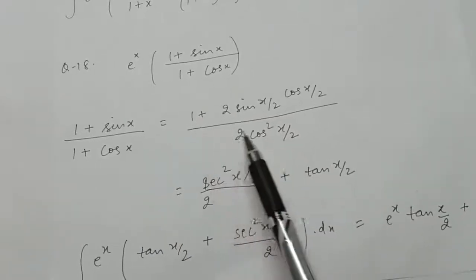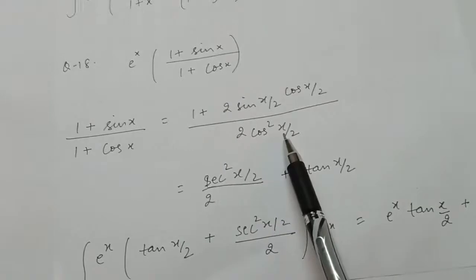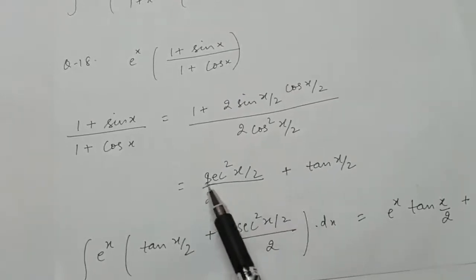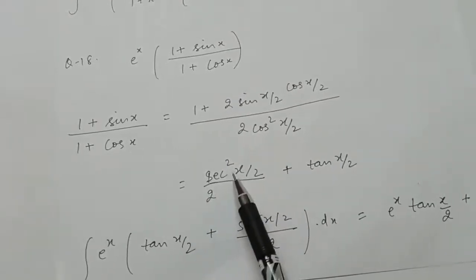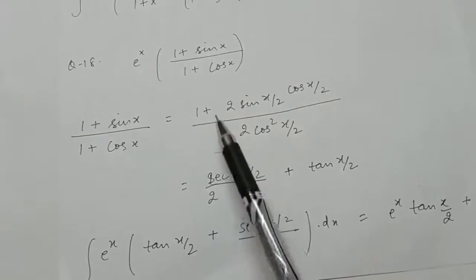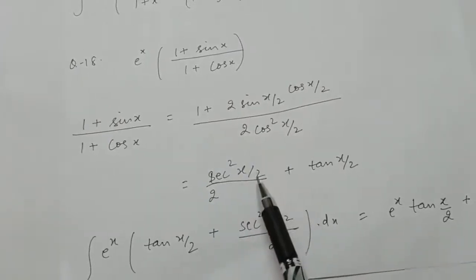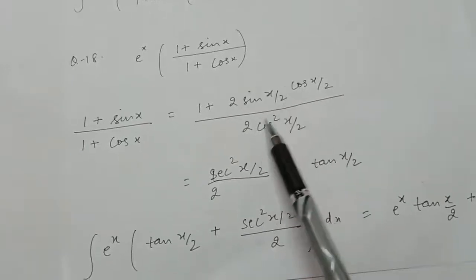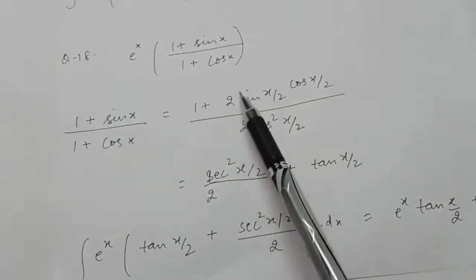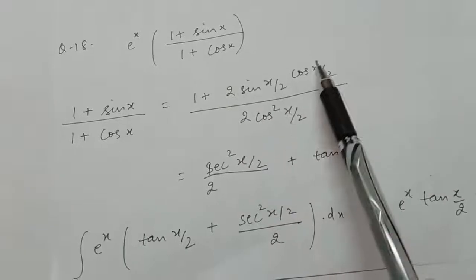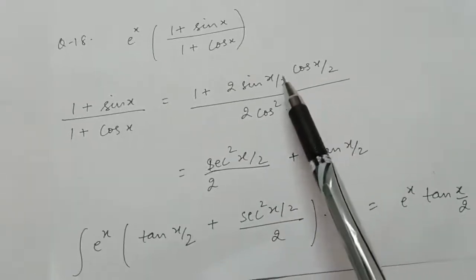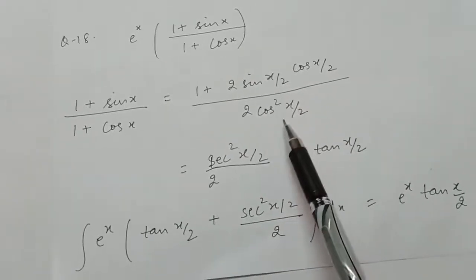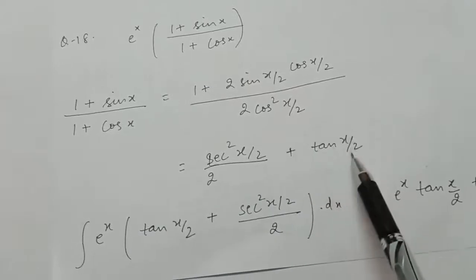Now this will become 1 by 2 cos square x by 2, which can be written as 1 by 2 into secant square x by 2, because 1 by cos square x by 2 is secant square x by 2, plus, now divide this term by 2 cos square x by 2. So 2 will get cancelled, one cos will also get cancelled, so you will get sin x by 2 by cos x by 2, which is tan x by 2.